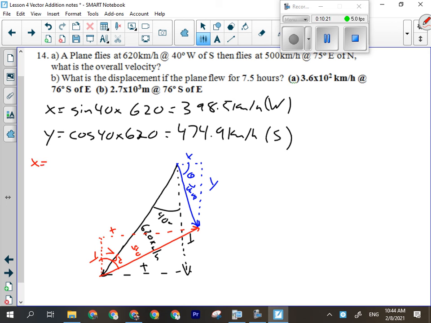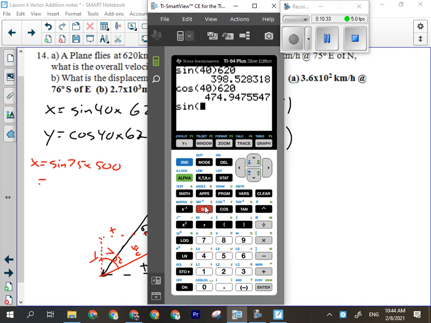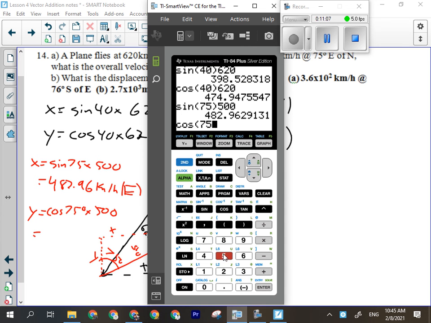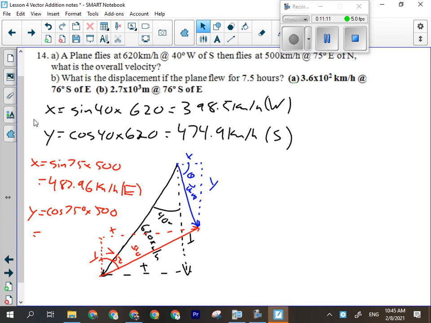Okay, red x is also our opposite side to the 75, so sine of 75 times 500 kilometers per hour. Okay, so that's 482.96 kilometers per hour east. So we did draw that one right. It does go past, right? The black x is smaller than red x. Okay, and then for y, it's the adjacent side, so cos of 75 degrees times 500. So we're looking at 129.4 kilometers per hour north. Okay, so now that we've got those, we can find our resultant x and y.